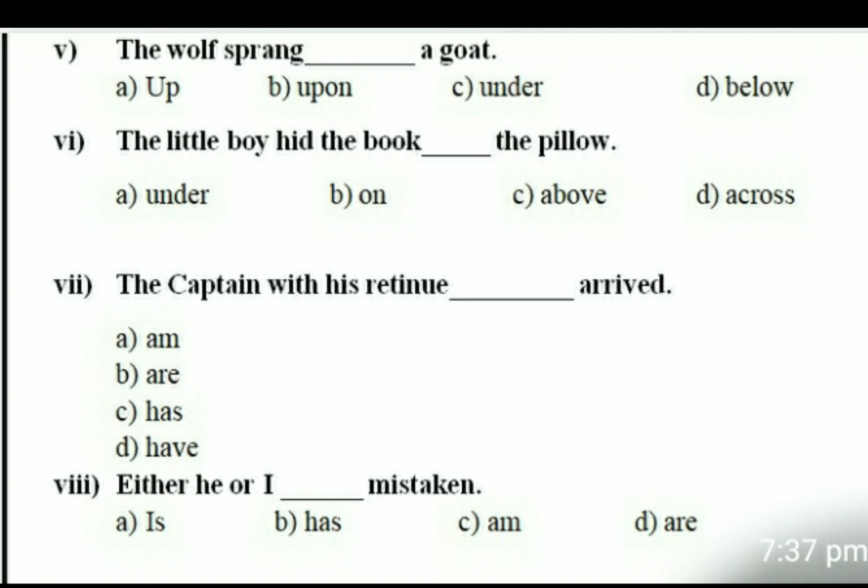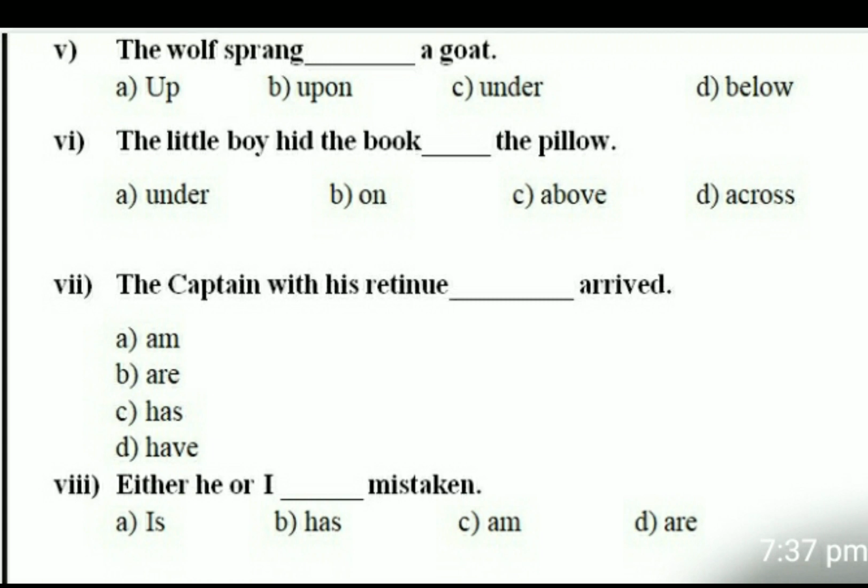Moving ahead to sentence number 6. The little boy hid the book dash the pillow. The options here are under, on, above, and across. And the correct option is under. So the sentence with the correct preposition would be, the little boy hid the book under the pillow.